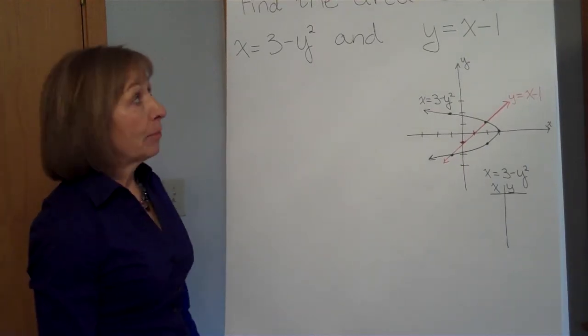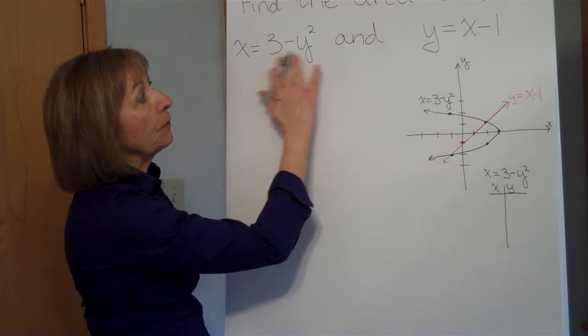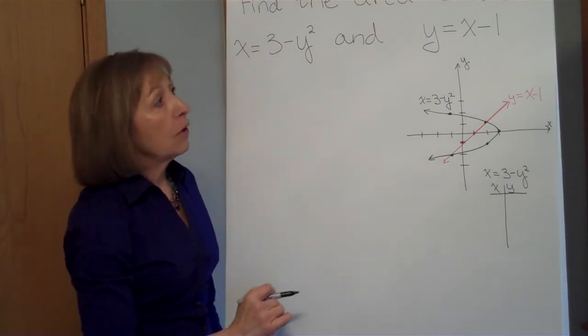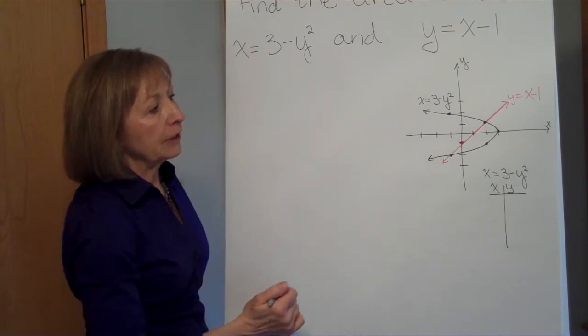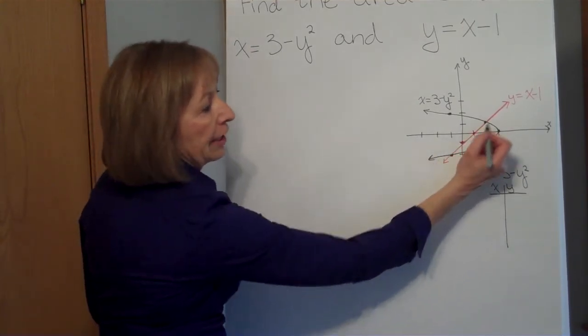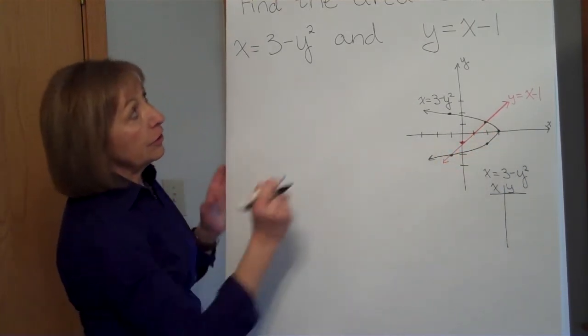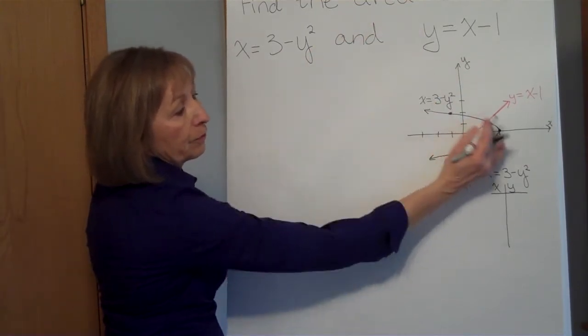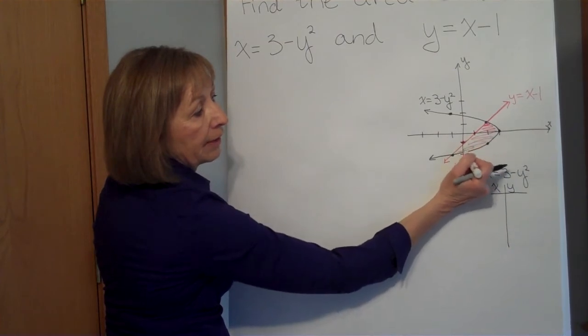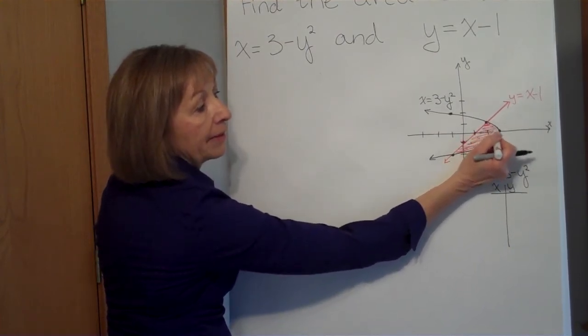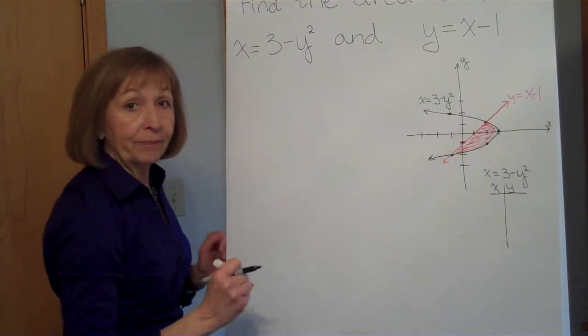Let's now look at an example of finding the area between two different curves where one of them is a mathematical relation, and we're looking at the region that's shaded where they're enclosed. So the area between these two curves, when I graph them, I get an enclosed region right in here. So we're talking about this area.